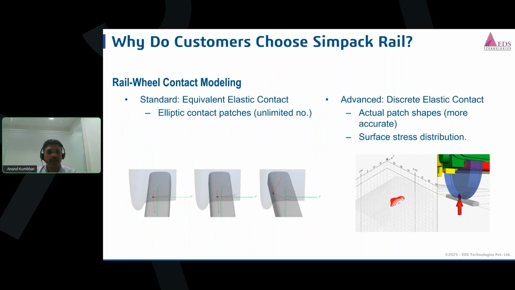Okay, so rail wheel contact modeling, there are two approaches. First is standard and second is advanced. Standard means equivalent elastic contact. It determines the actual contact patch shapes, but does not use them directly for normal and tangential force calculation. It converts the contact patch shape into an equivalent ellipse, which is comparable in area and produces forces comparable to the actual contact patch.